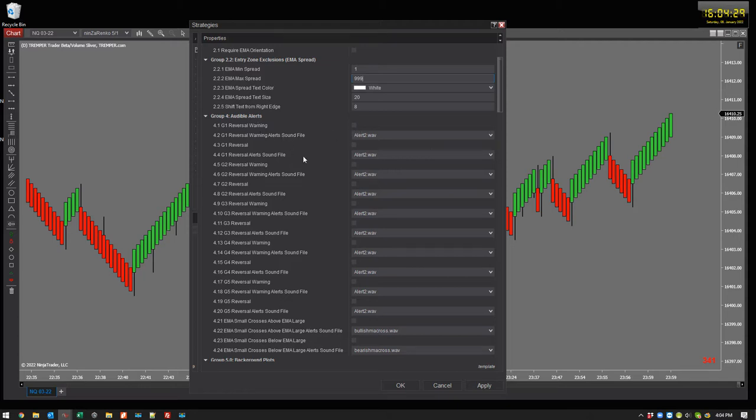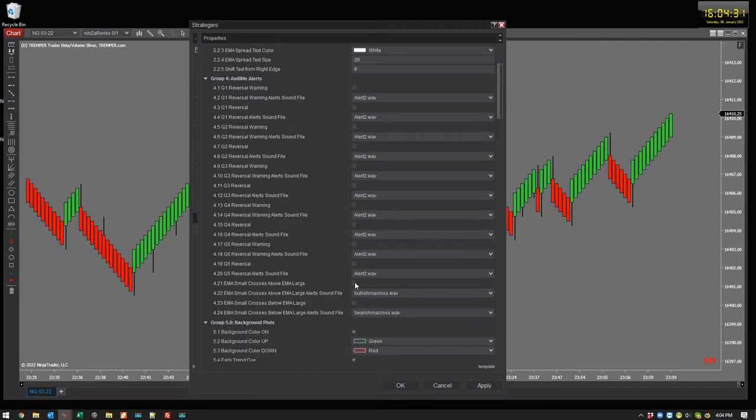Now, of course, I've turned those off right now. These are just when EMA 1 and EMA 2 cross each other. You could have the audible. If you don't have this wave file, I can give it to you. But if you have those on, anytime they cross, you'll hear bullish or bearish, whatever it might be.